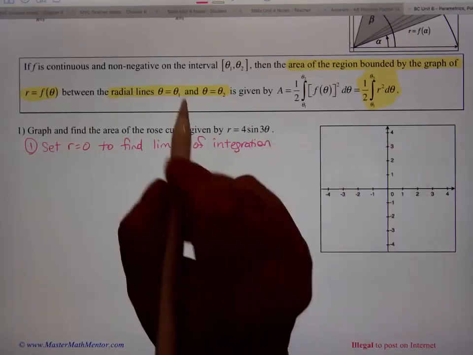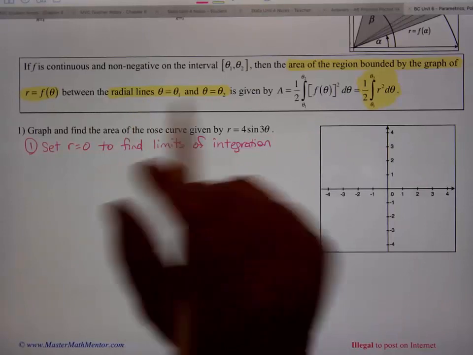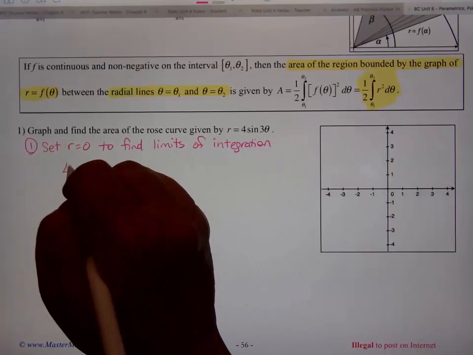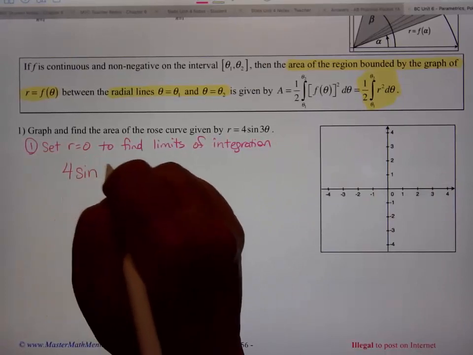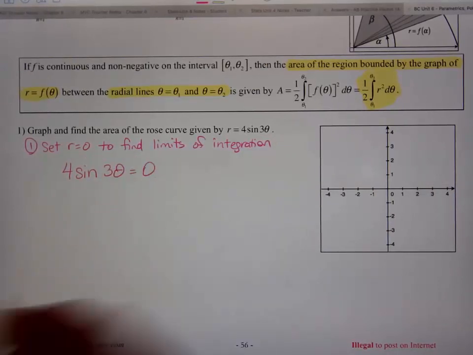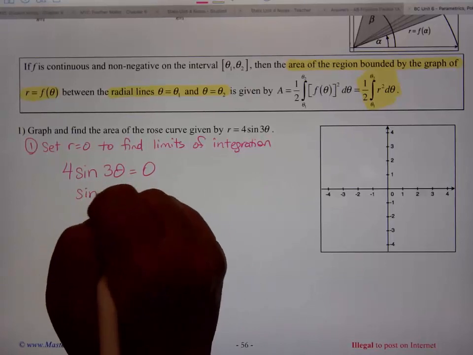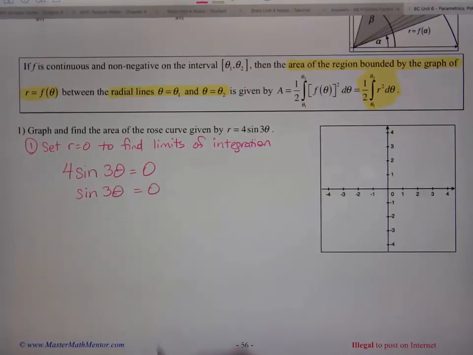On almost all of these problems, you have to set either 2 equations equal to each other or an equation equal to 0. So 4 sine 3 theta equals 0. How do I solve this? What do I do first? Divide by 4. So sine of 3 theta equals 0.